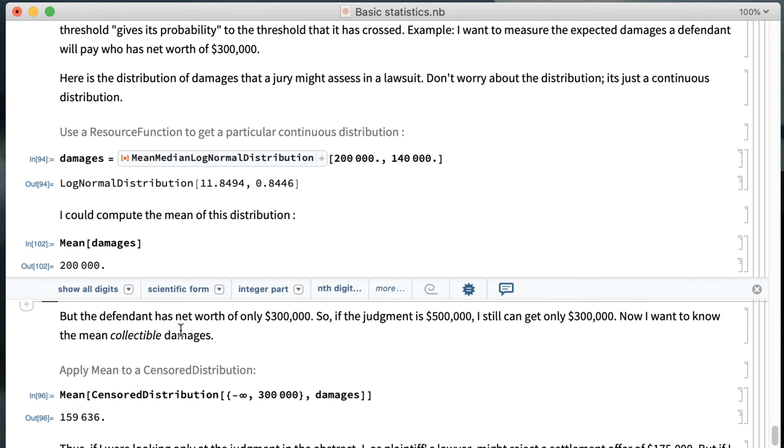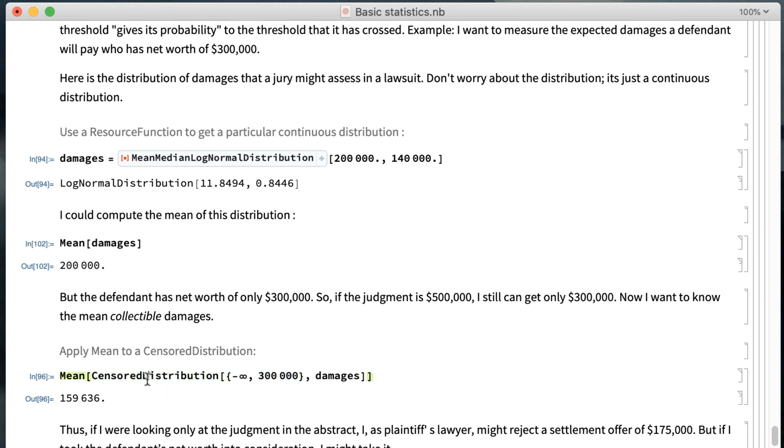But what if the defendant has a net worth of only $300,000? If the random judgment factory produces a judgment of $500,000, I still really only get $300,000 because that's all there is. So what I want to know is the mean of collectible damages. And so what I need to do is fix all the outputs that are greater than $300,000 and make them $300,000. The transformation that does this is called a censored distribution. I'm going to left censor it at negative infinity. I'm not going to bother with that, but I am going to right censor it at $300,000.